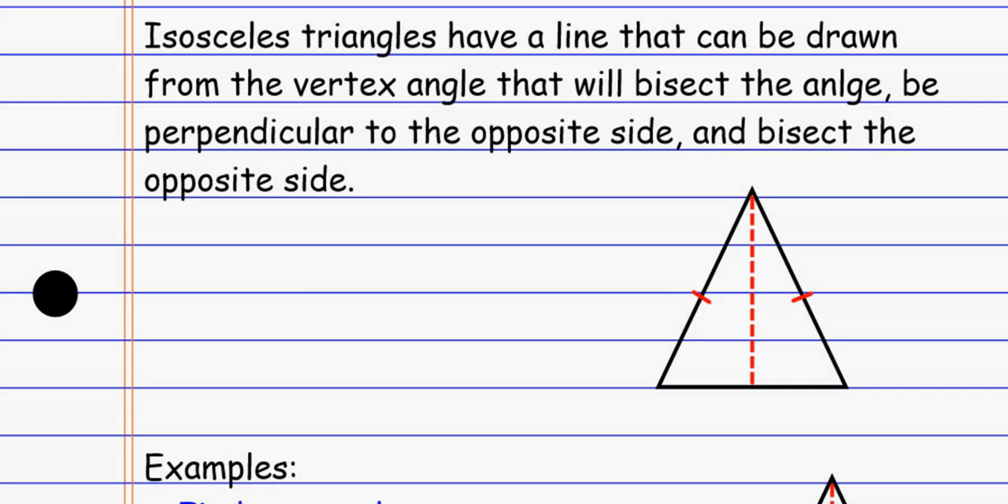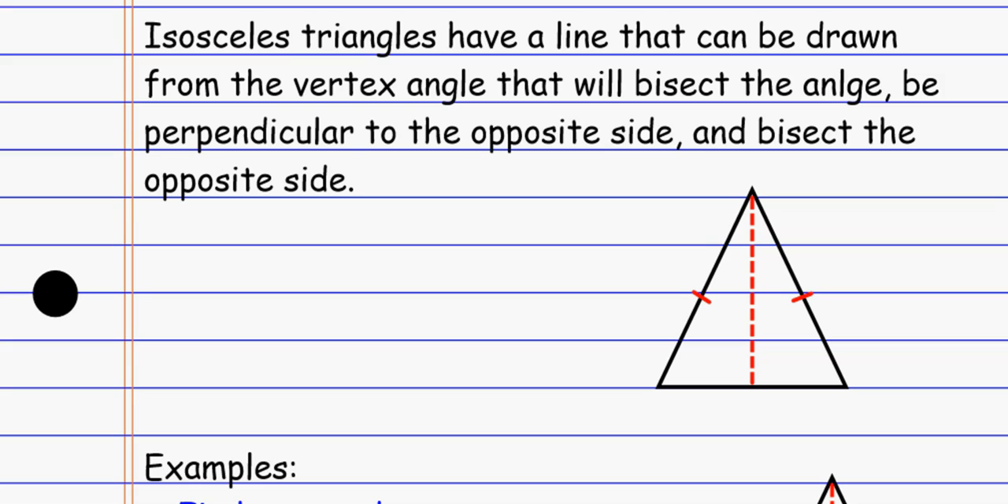All right, so one of the special things about an isosceles triangle is I can always draw this special line right down through the middle of this thing, okay? It goes from the vertex angle, which is the angle that's kind of at the top here. It's the angle that's not the same as the other two, all right? And when we draw this special line, it will bisect that angle, all right? It will be perpendicular to the opposite side, and it will also bisect the opposite side. All right. And it has all those special properties.